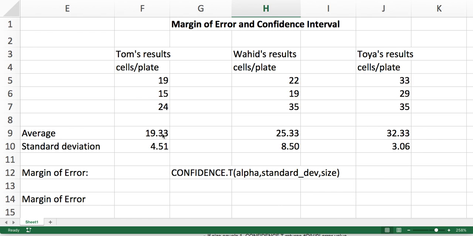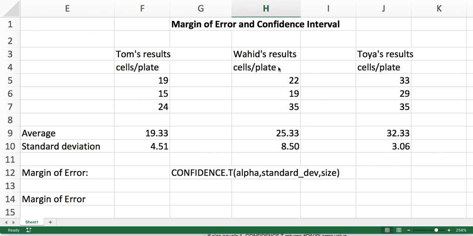And he finds that the average is about 19.33 cells per plate. I'm not entirely sure if we can interpret the 0.33 cells very well, because you can't have a third of a cell, but it's around 19.33 cells per plate.